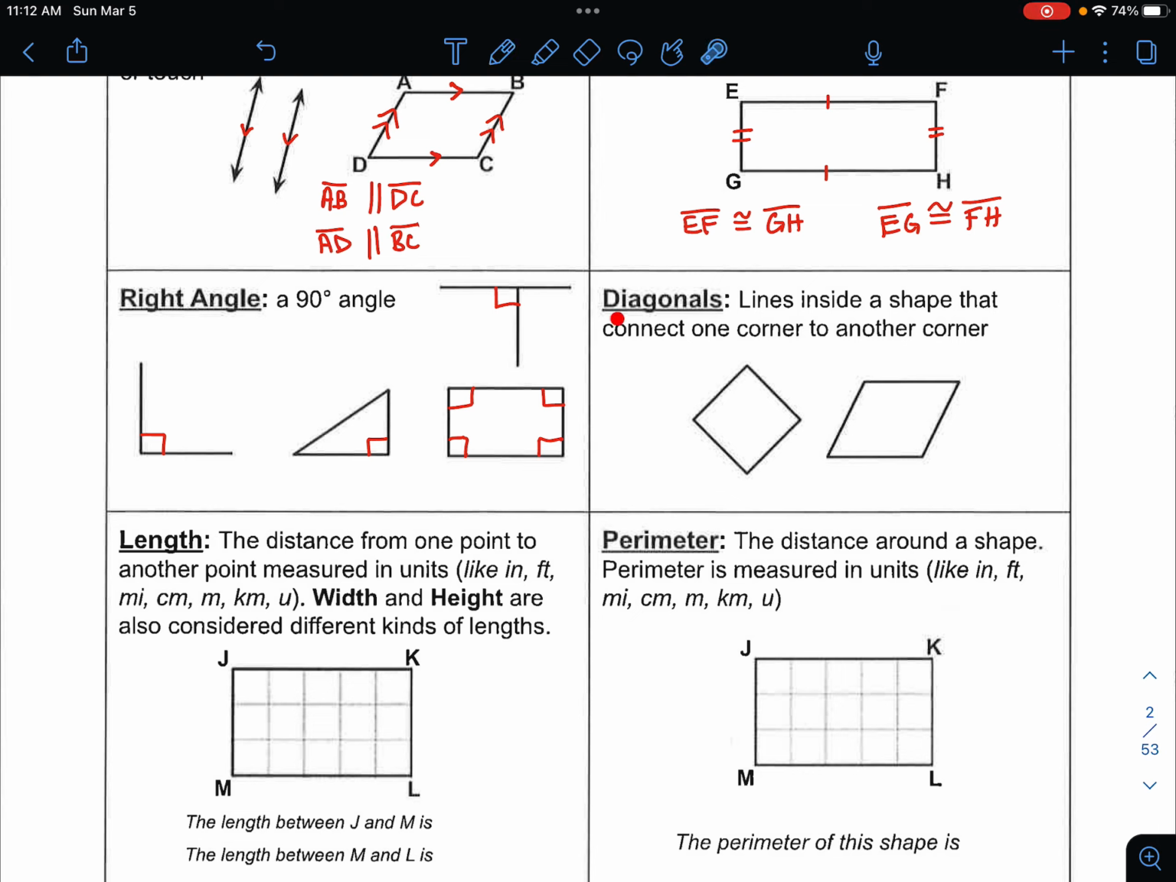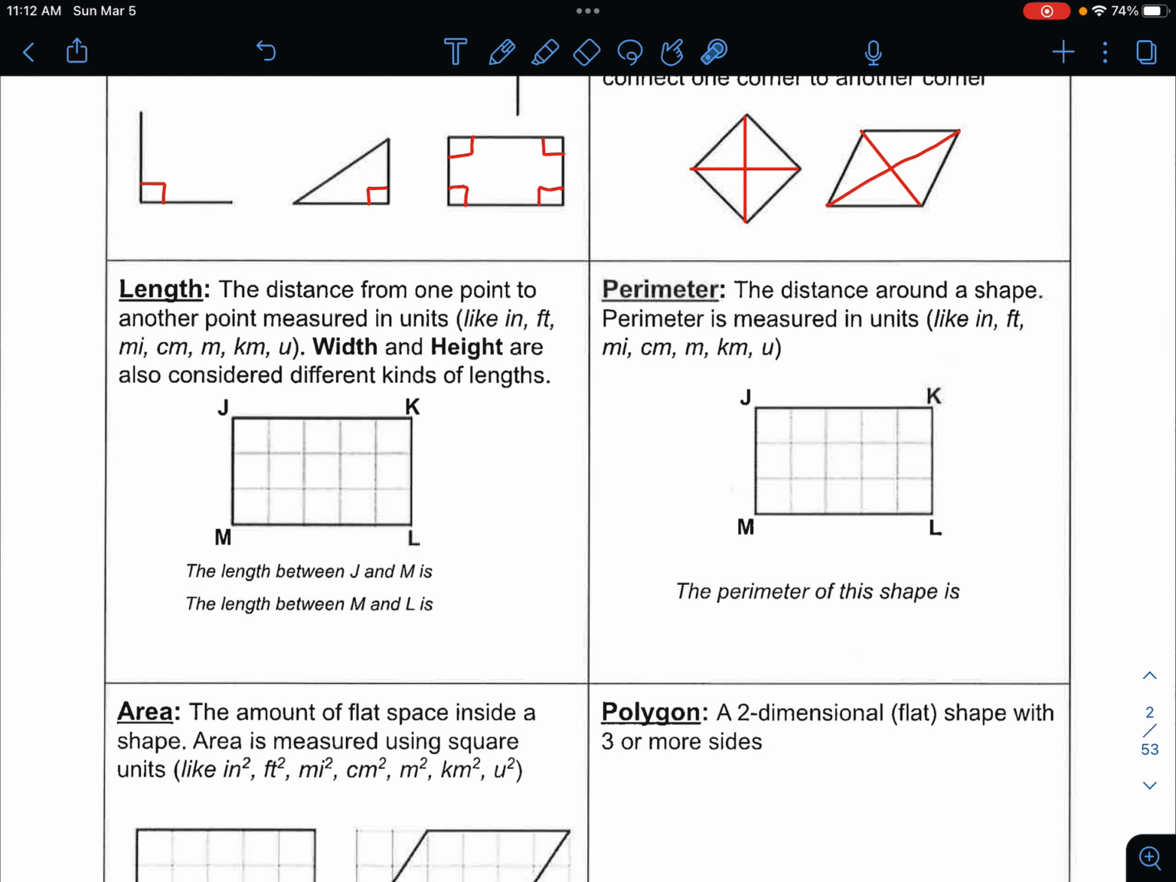Let's take a look. Diagonals. Diagonals are lines inside of a shape that connect one corner to another corner. So what is a diagonal? A diagonal would be this. That's a diagonal. This right here is also a diagonal. One corner to the opposite corner. You wouldn't say that corner and that corner. Opposite corner means that corner and this corner. So those would be diagonals.